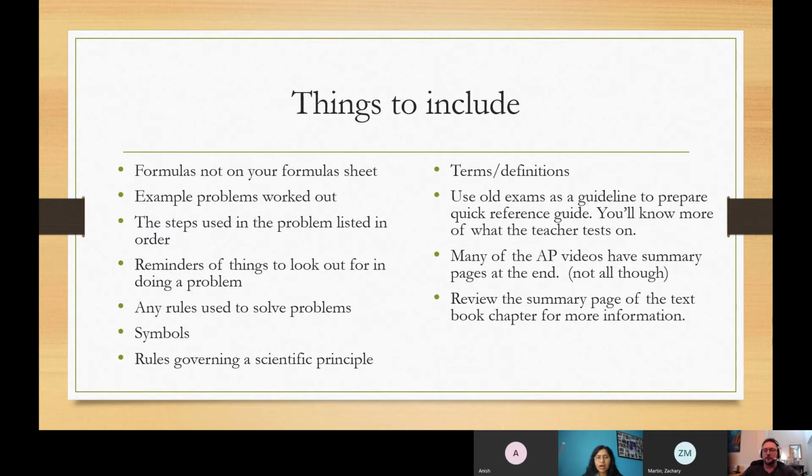Formulas not on your formula sheet: you're going to have your formula sheet, and you want to make sure you have it printed out. Also make sure you have the formulas we've talked about that are not on there that you're going to want. Include example problems worked out with the steps, and that's where you get to that explicitly. And reminders of things to look out for in doing a problem.